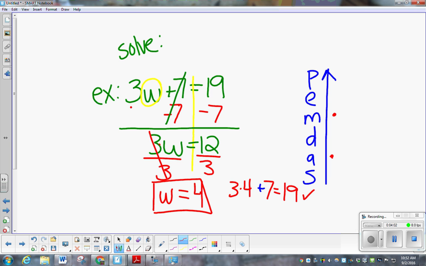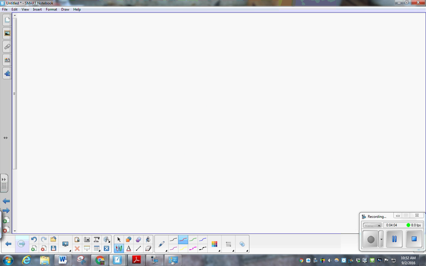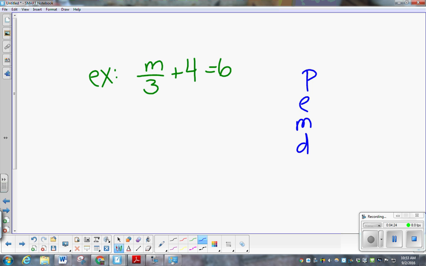All right, we're going to do one more example together, and then I'm going to give you two to try on your own. Here's another example. This example is m over 3. Remember, that means divided by 3. Plus 4 equals 6. And I'm doing backwards PEMDAS order here.